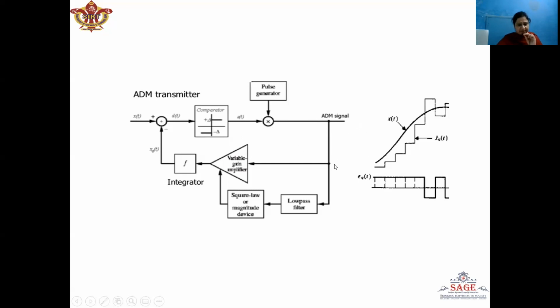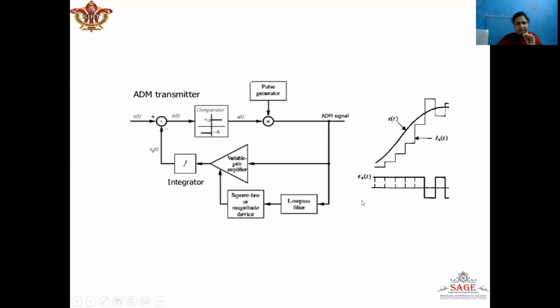So this ADM signal is now given to the step size control unit. This ADM signal is given to the variable gain amplifier, and the gain of this amplifier is controlled by the gain control input, which is generated by using a low pass filter and the square law device. Whatever the ADM signal is, it is given to the low pass filter. The low pass filter will sum up the incoming ADM signal, and this integrated signal will be given to the square law device, which will control the gain of the variable gain amplifier.